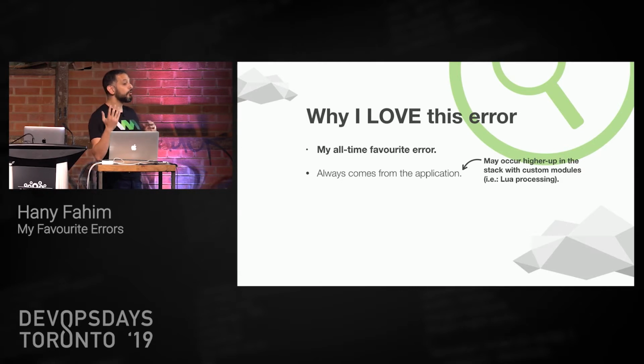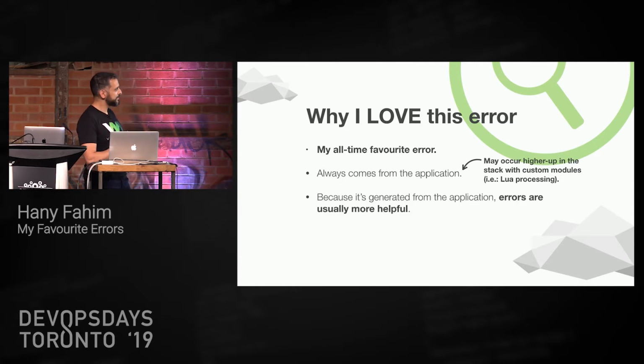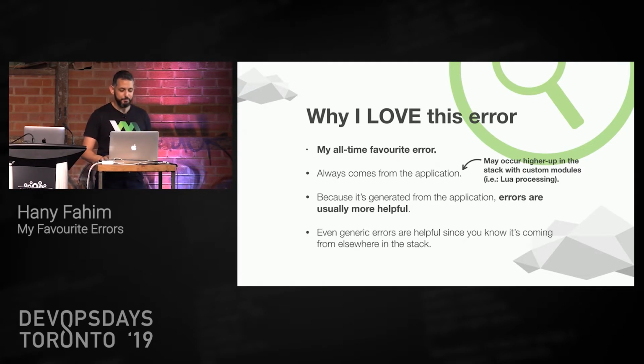It may occur higher up in the stack if you use some customized modules like Lua processing in Nginx or HAProxy. Because Lua is basically an application in and of itself, it may produce a 500. But under most circumstances, if you don't do that, it's the app server. And because it's generated from the app, the errors are usually quite helpful. You get a nice stack trace as well, so it can help you debug it. It may be framework specific. Generic errors, like I mentioned, even coming from 500s are still more helpful.